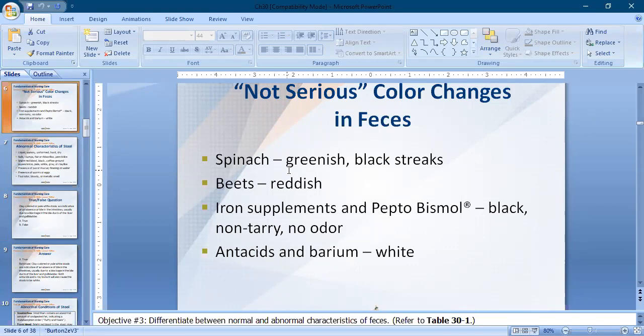Some stool is greenish or black. If blood is mixed in the stool, it's called tarry stool. Some are reddish, or from iron supplement. If you take an iron supplement, your stool may be black in color, but it is non-tarry, with no odor. Antacid or barium sometimes causes the stool to be whitish.